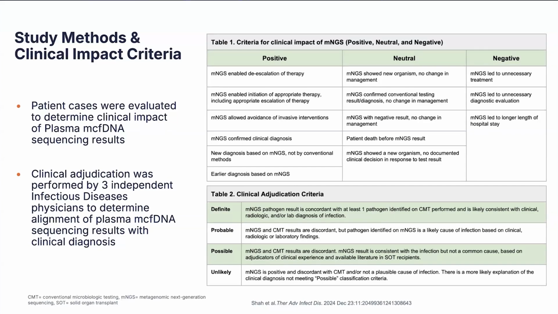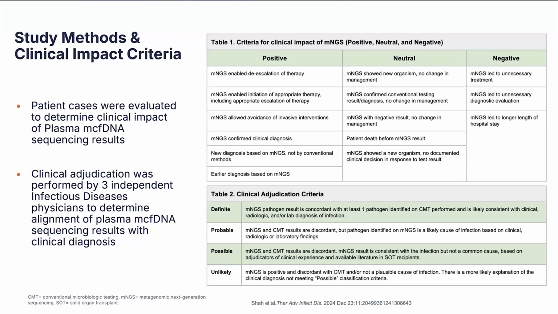Then the second table below is clinical adjudication. Now we use 3 independent ID specialists to adjudicate these cases, and they were divided into 4 categories of definite, probable, possible, and unlikely. And the reason this distinction was made is because until the time of this study, and even now, frequently CMT is considered the gold standard test and against which we are judging the importance and the validation of the metagenomic testing.